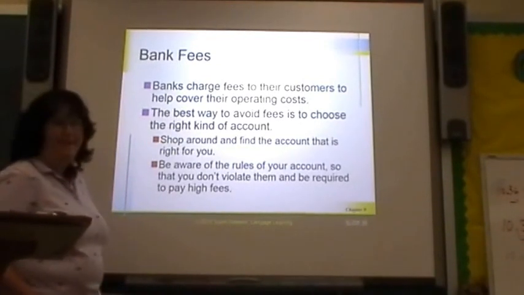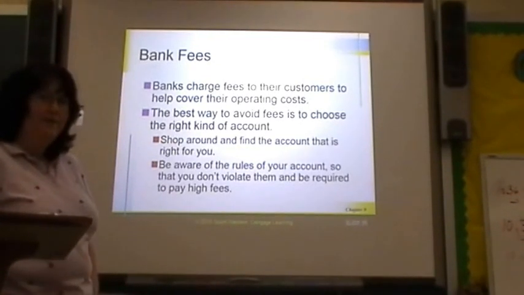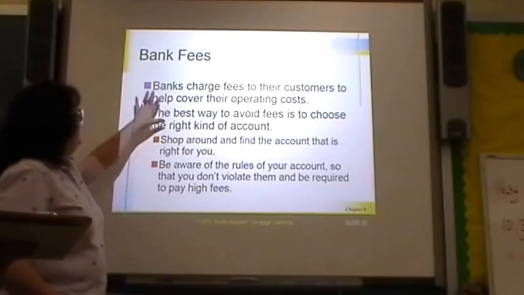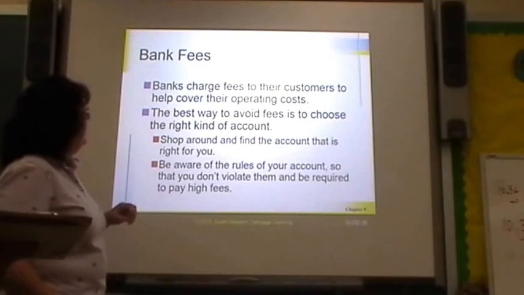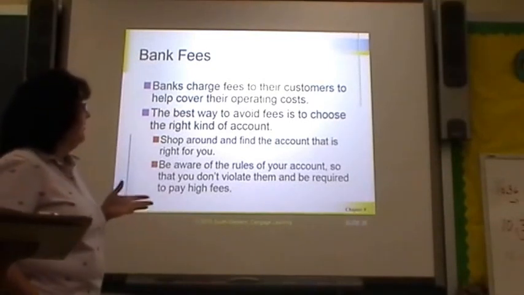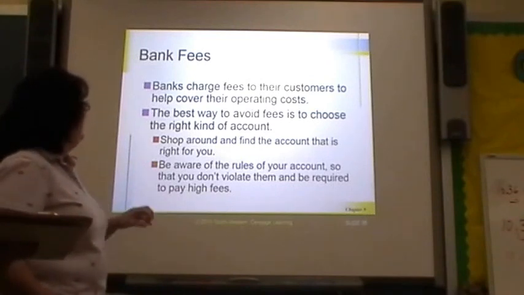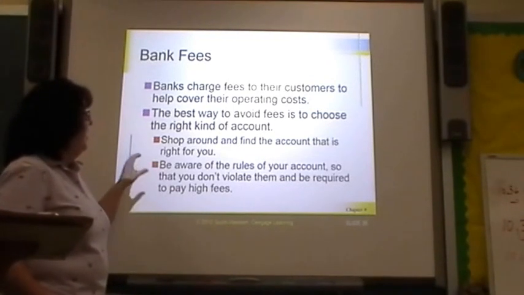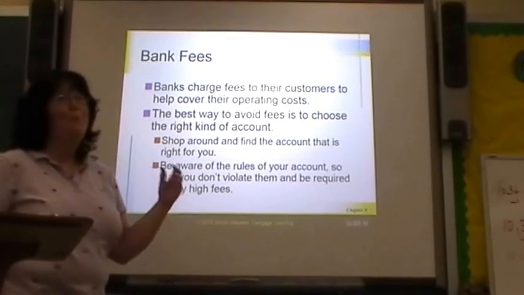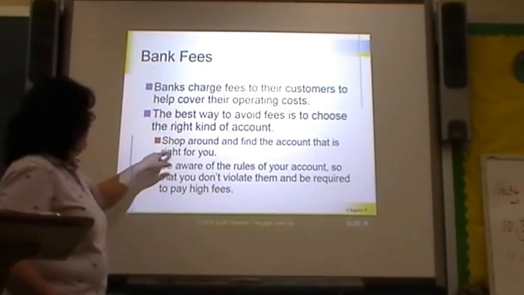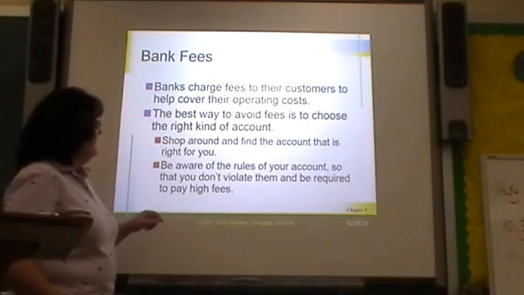Okay, here comes the fees. Now they're doing all this different work providing these services. They're going to charge you for some of it. Bank fees to the customers cover their operating costs. That's how they stay in business. The best way to avoid fees is to choose the right kind of account, choose the right bank, and don't make errors on your check register. Don't overdraw. Shop around to find the account that's right for you.